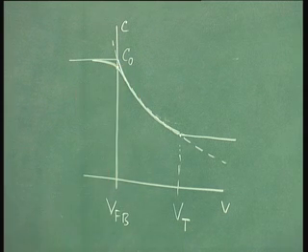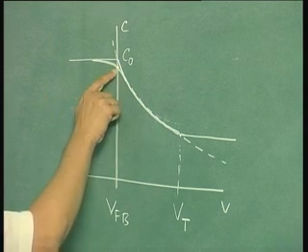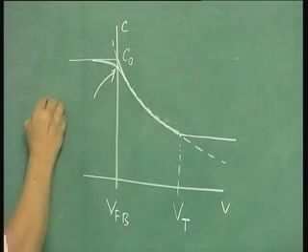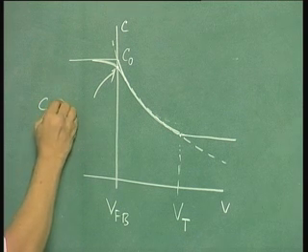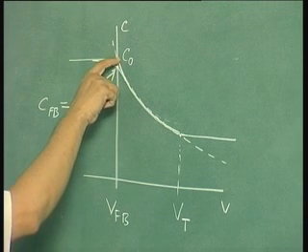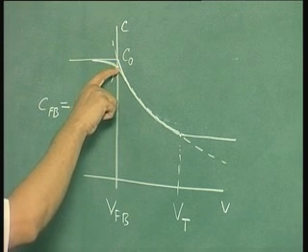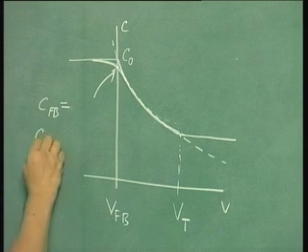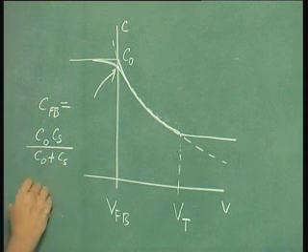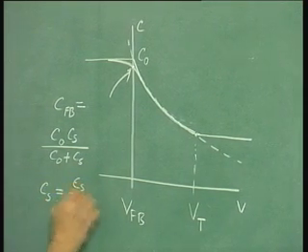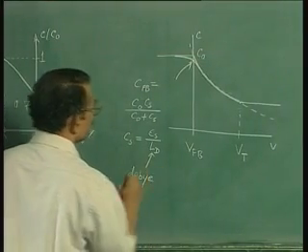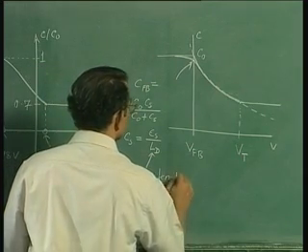Here at the flat band point, the capacitance is not exactly C0. In fact, it can be shown that this capacitance C flat band is equal to a series combination of C naught and a semiconductor capacitance, given by C naught into Cs by C naught plus Cs, where Cs is equal to epsilon S by Ld, where Ld is called the Debye length, which we have talked about earlier in the context of PN junction.